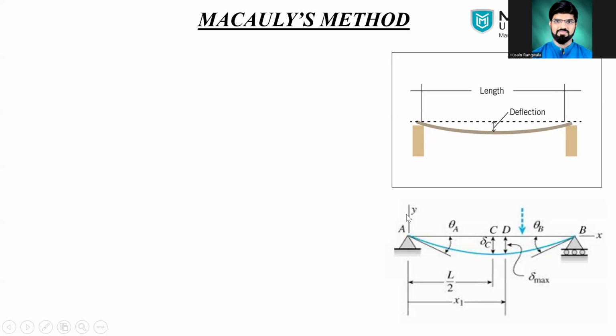In this method, like the double integration method, and as we have also discussed with Castigliano's theorem, we have to find out the slope and deflection at various points. First of all, this is the equation: EI d2y/dx^2 = -M, where d2y/dx^2 is called the curvature, EI is the flexural rigidity, and M is the moment. This equation is called the moment curvature relationship.